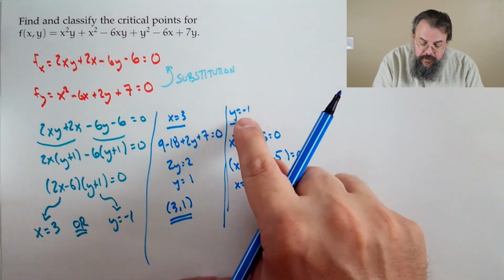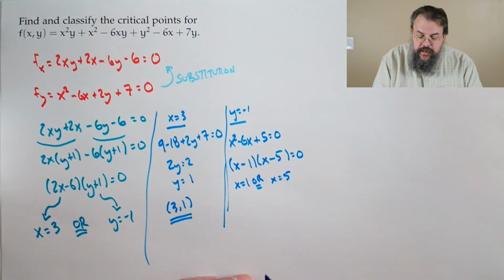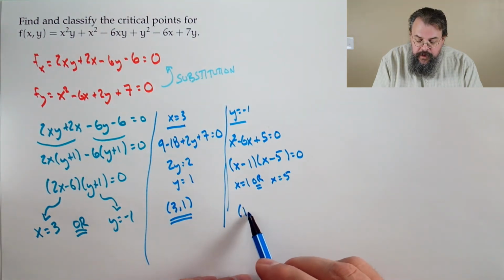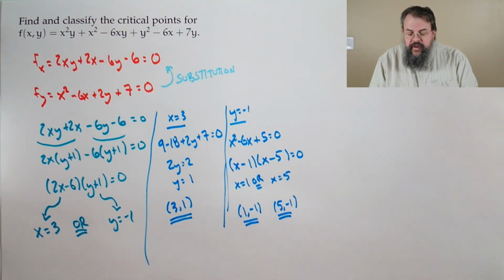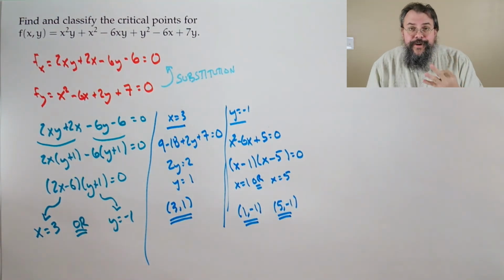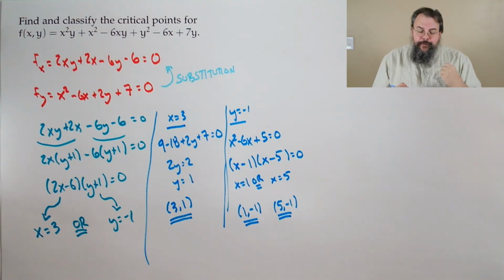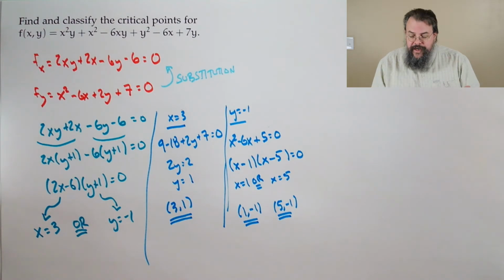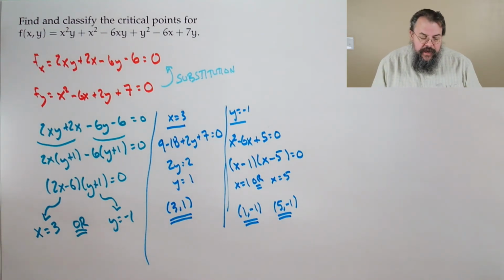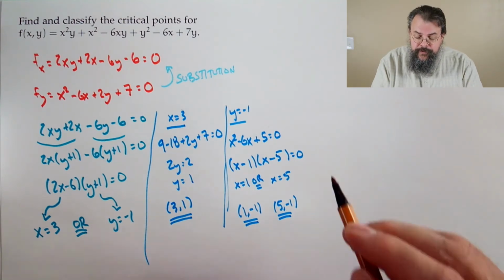But we can combine this with the fact that we know y equals negative 1. So we get 2 more points: 1 comma negative 1, and 5 comma negative 1. So there are 3 critical points. Beautiful. Okay, we've finished the find. And after we do the find, we transition now into the classify.